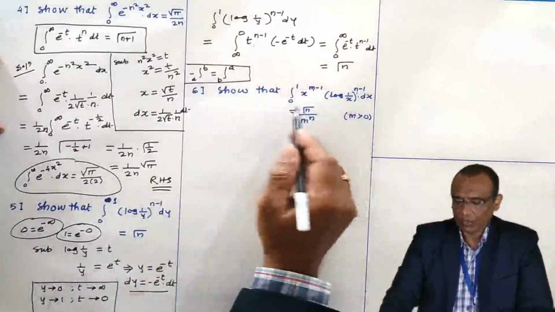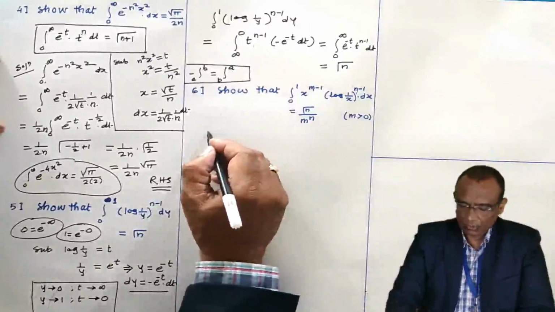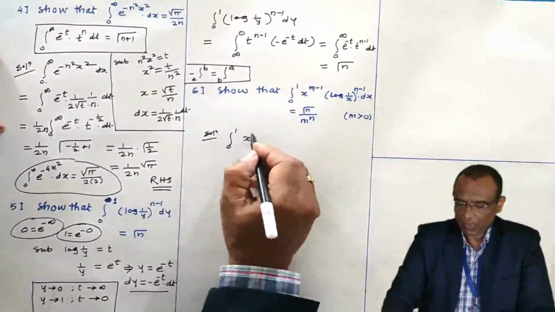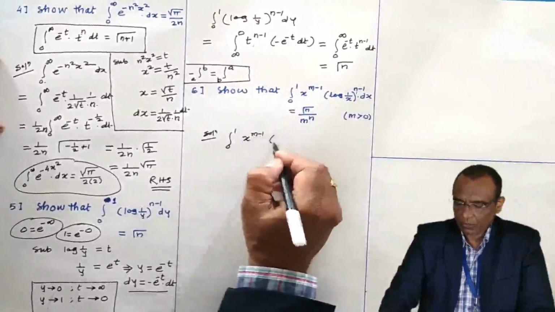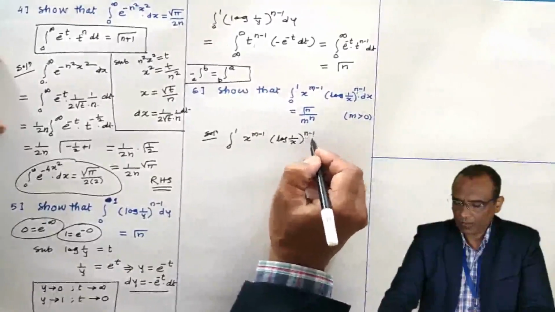Now, the next problem we are going to discuss. Left hand side, integral 0 to 1 of x power n minus 1 times (log 1 by x) power n minus 1.